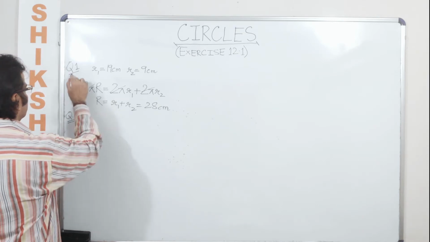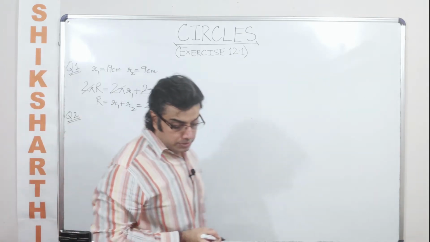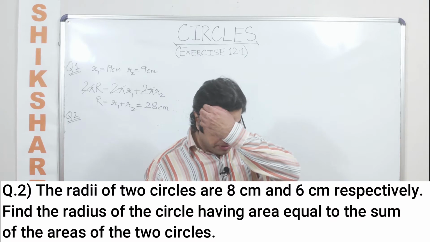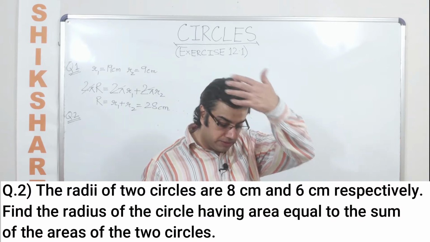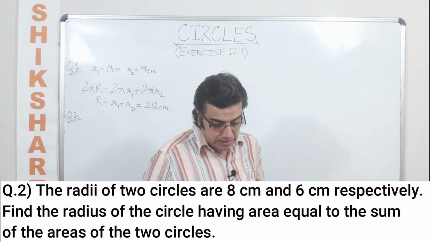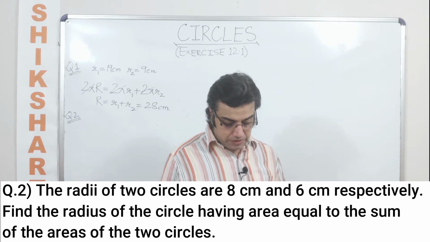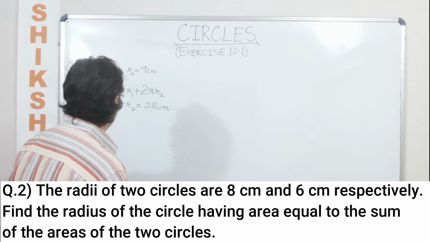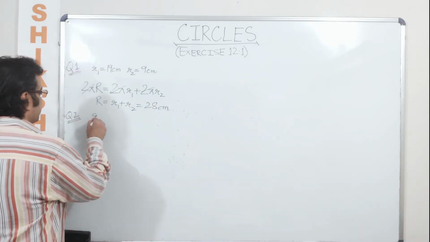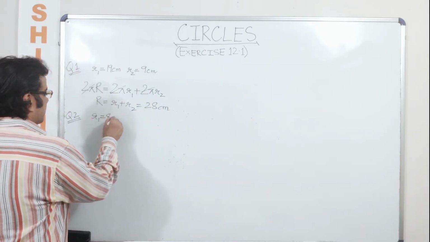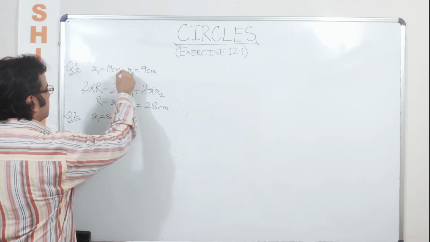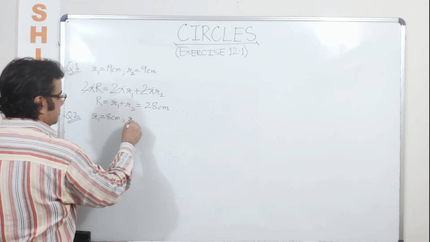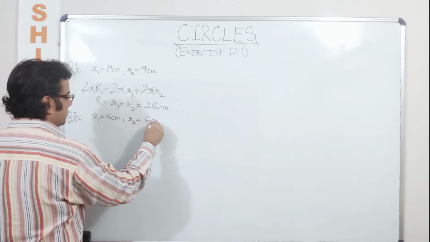So question number 2. Question number 2 says find the radius. The radii of two circles are given as 8 centimeters and 6 centimeters respectively. Find the radius of the circle having area equal to the sum of the areas of the two circles. So this is the piece of information which is already given to you.